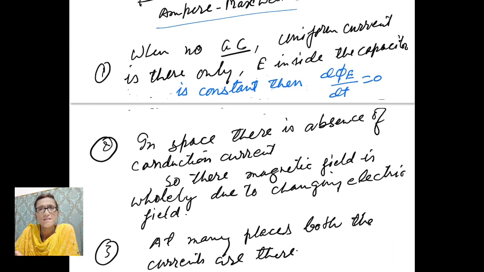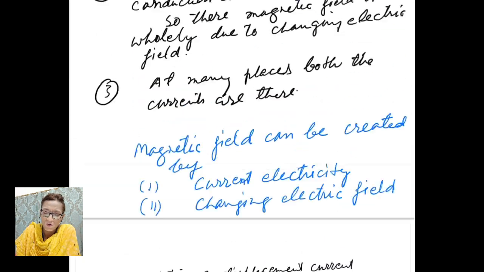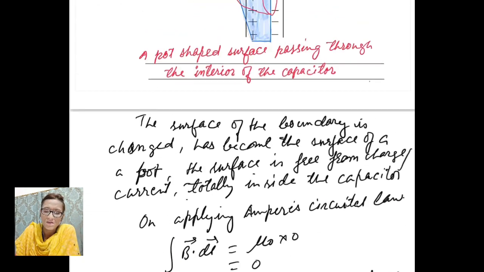At some point you have only electric current which produces a magnetic field. At some point you may have both current and a time changing electric field which is producing a magnetic field. But when you go into space, you will find that there is no conduction current. There is only a time changing electric field which is creating a magnetic field. So now your electromagnetic radiation can be defined.